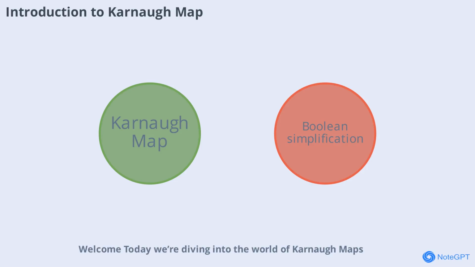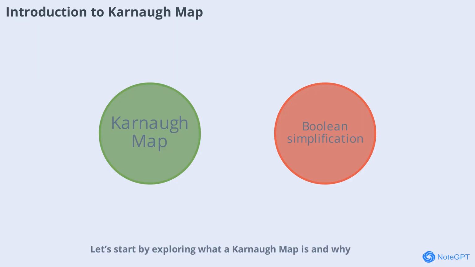Today we're diving into the world of Karnaugh Maps, a powerful tool used in digital logic design. If you've ever wondered how engineers simplify complex logical expressions, the Karnaugh Map, often called K-map, is the answer. It's a visual method that helps us minimize Boolean functions, making circuits more efficient and easier to implement. Whether you're a student or a professional, understanding K-maps can save you time and effort in designing logical systems.